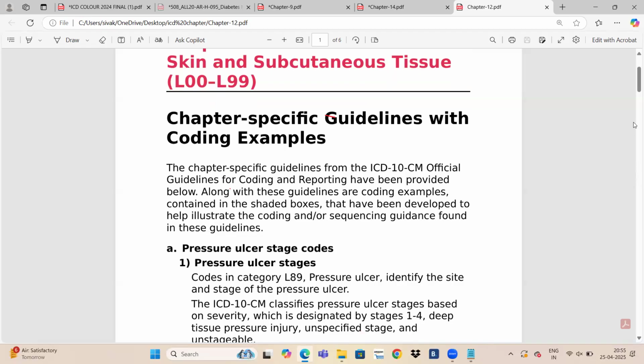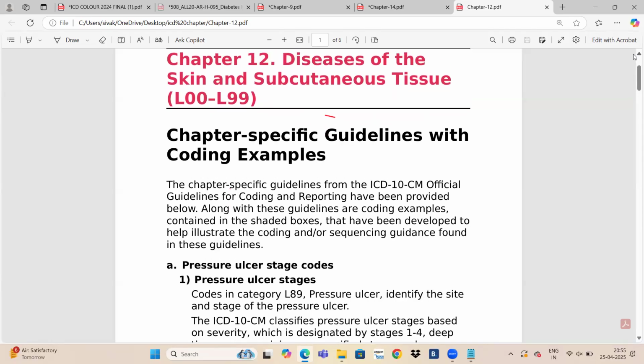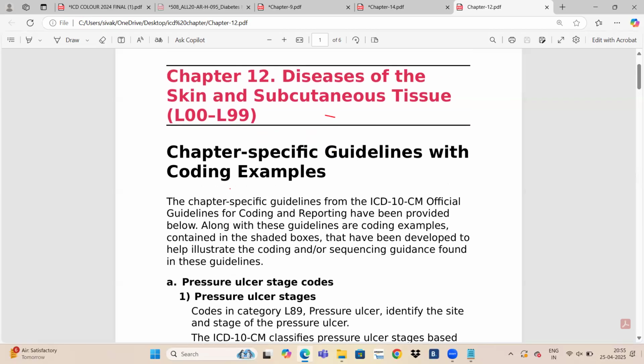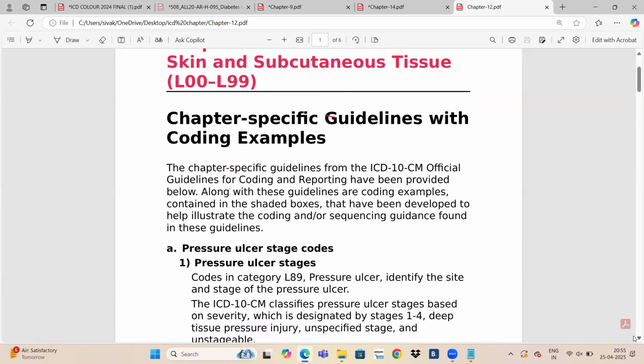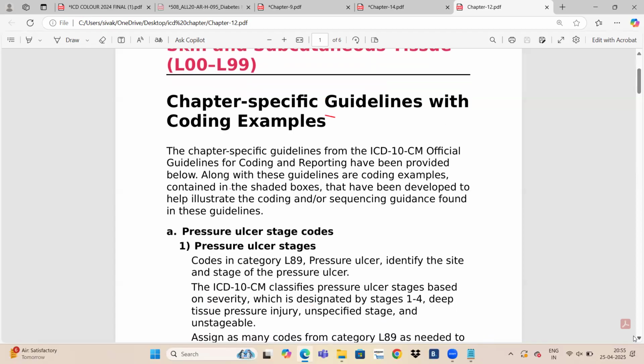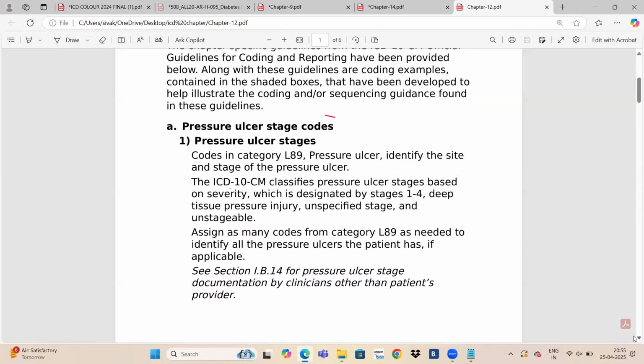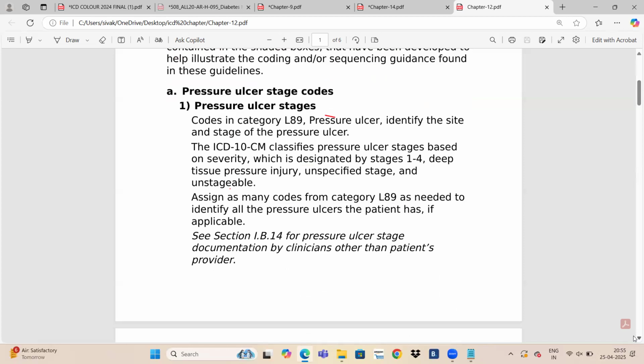Next chapter, ulcers, okay? Diseases of the skin and subcutaneous tissue, the L series chapter. Here we will get pressure ulcers and ulcers. First, pressure ulcers. While coding pressure ulcers, what do we need to check? The stages of the pressure ulcer. They divided pressure ulcers as stages 1 to 4, deep tissue pressure injury, unspecified and unstageable. Depending on the stage and location, you need to code the pressure ulcer.